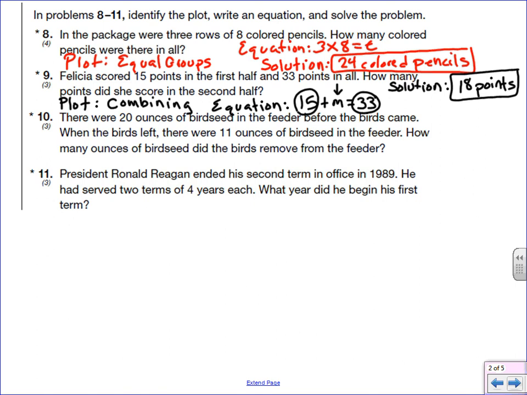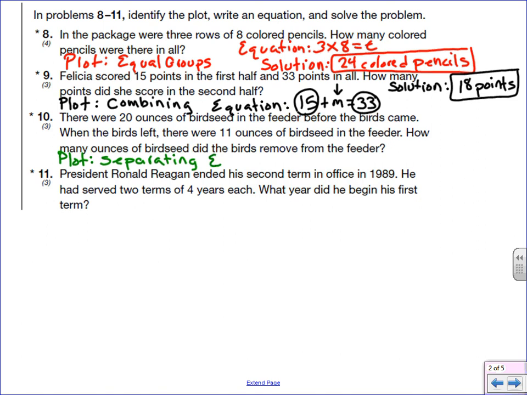There were 20 ounces of birdseed in the feeder before the birds came. When the birds left, there were 11 ounces of birdseed in the feeder. How many ounces of birdseed did the birds remove from the feeder? The plot for this one is separating. In a separating problem, you start off with some, some goes away, and you end up with what's left.